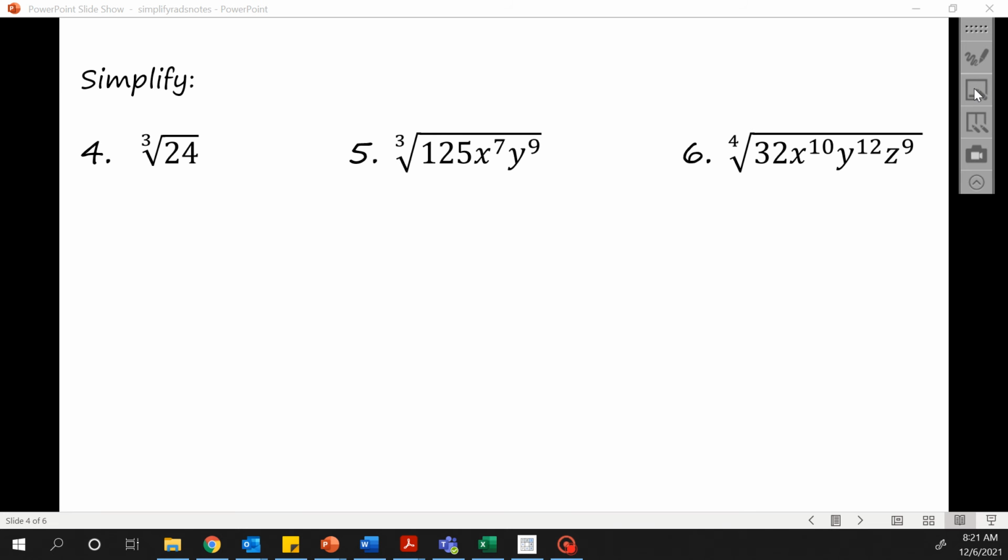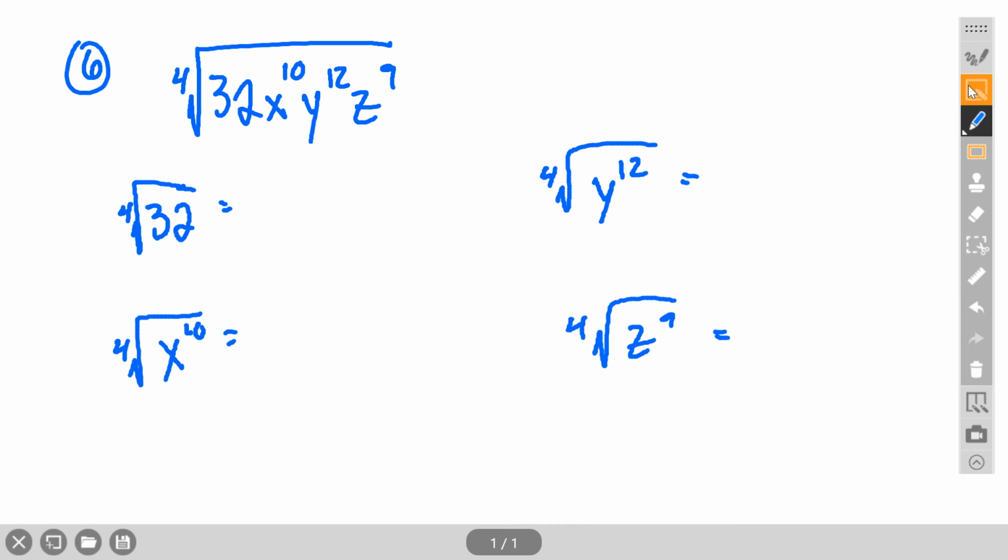Is that z to the 9th? Yeah. Okay, so when we're looking for the 4th root of 32, we're looking for a factor of 32 that's made up of 4 of the same factors, a perfect fourth, which is 16. 2 times 2 times 2 times 2 is 16. So 16 is made up of 4 of the same factors. So the 4th root of 32 could be written as the 4th root of 16 times 2. And you can take the 4th root of 16, that's just 2. So you can take a 2 outside, but you're stuck with a 2 underneath the radical.